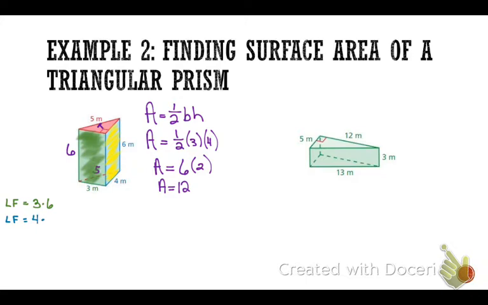4 times 6. Okay? Now for the back lateral face, 5 times 6. Do you see this 5 here? That's where the 5 comes into play because the 5 tells me that that is the width of my back face that also has the same height of 6. So 5 times 6 gives me the back side.